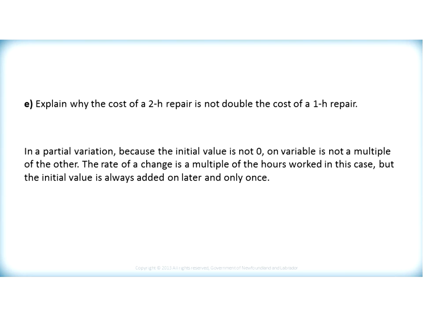So he earns $65 for every hour he works, plus $75 extra on top of that. So we see that for 1 hour of work, he's going to earn $140, and if we double that, we should get $280, but we actually get $205.